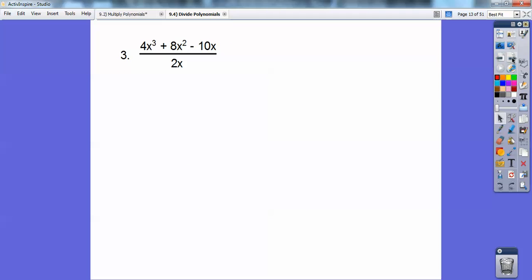Okay, so here's the next one here. Do the same thing. I'm going to go 2 goes into 4 twice. This x will take away one of those. There's 2 left. 2 goes into 8 4 times. X takes away one of those. 1 left. And then that 5 times, and the x's cancel. So there we go.